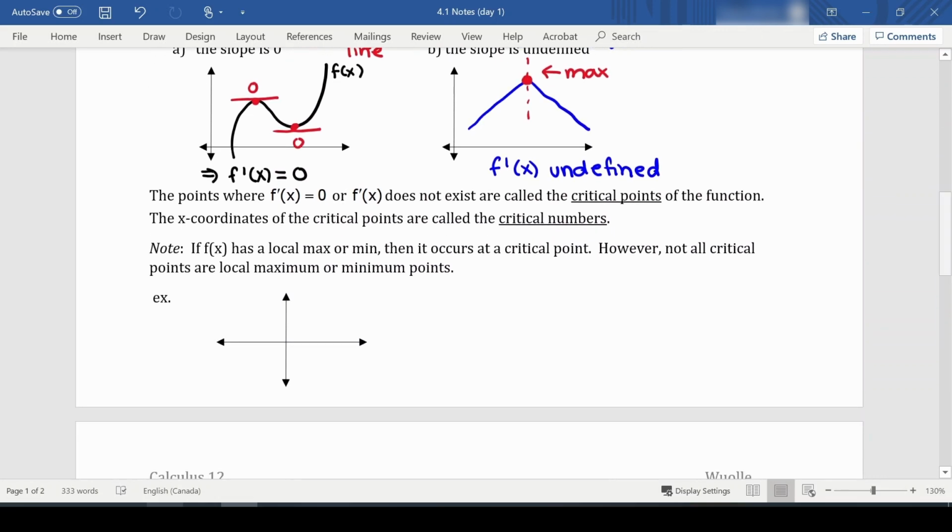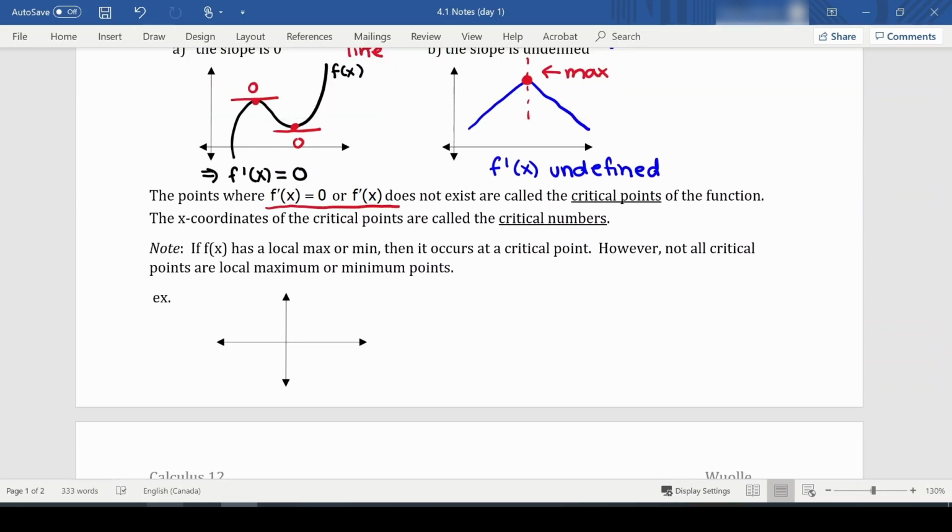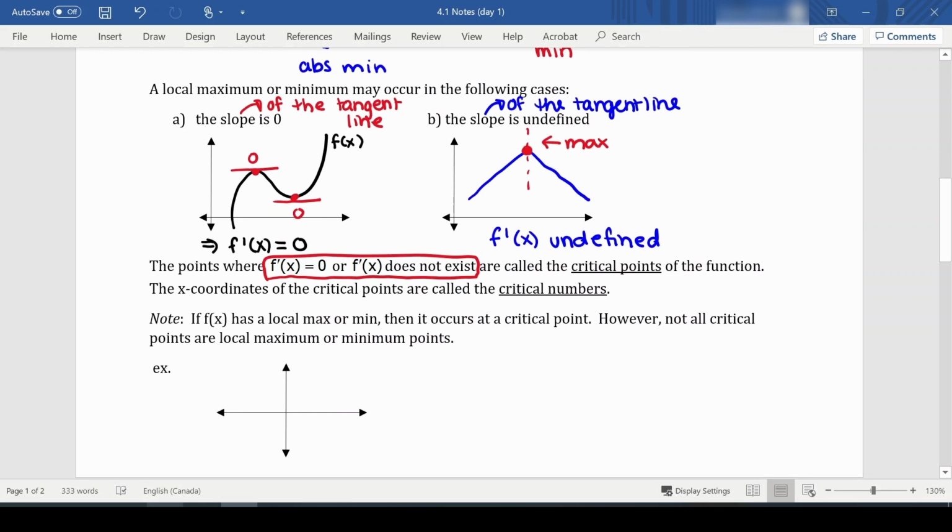In other words, the points where f prime of x equals 0 or f prime of x does not exist, those are what we're looking for. Those are called critical points of the function. And the x-coordinates of the critical points are called critical numbers. If f has a local max or min, it must occur at a critical point. However, not all critical points are local maximums or minimums.